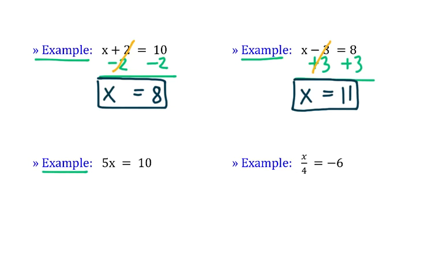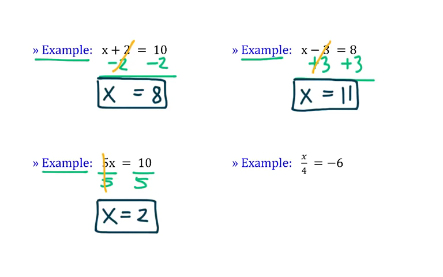Our next example says that 5x is equal to 10. So 5 times x equaling 10 tells us we can undo multiplying by 5 by dividing both sides of our equation by 5. This again frees up the x on the left side of our equation, and on the right-hand side, if we do the division, 10 divided by 5 gives us 2 as the solution to this equation.